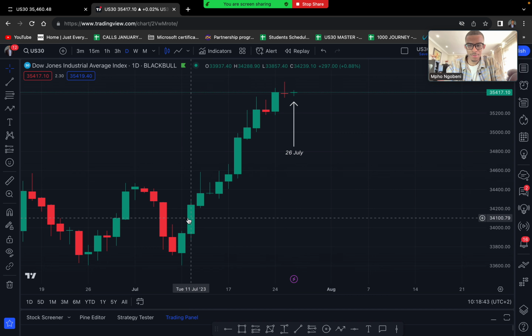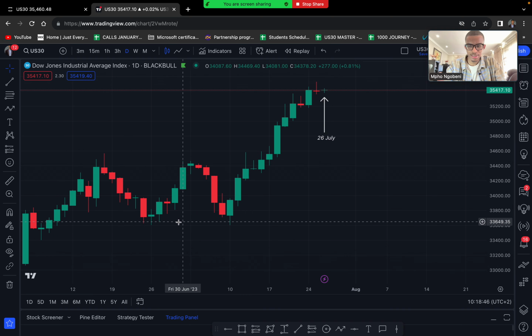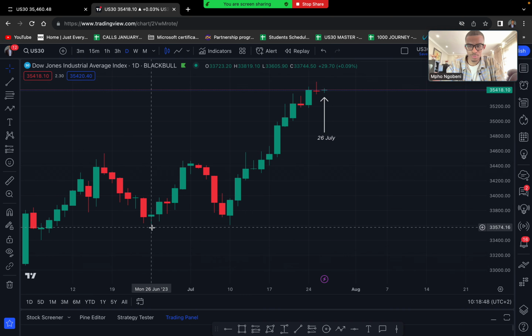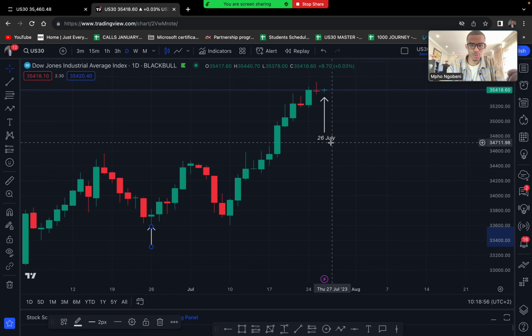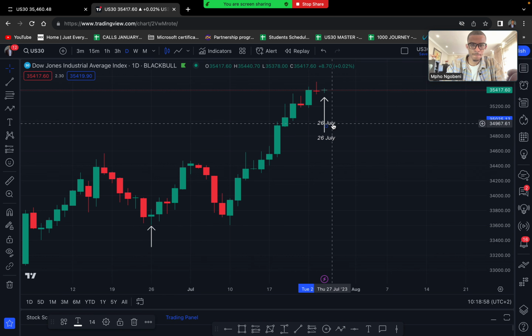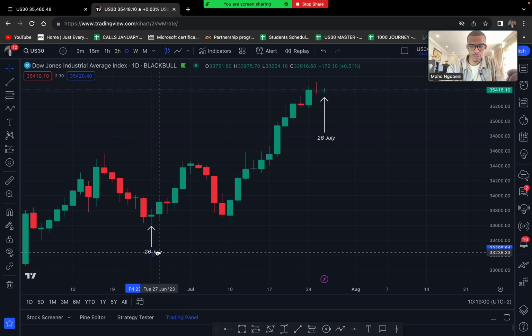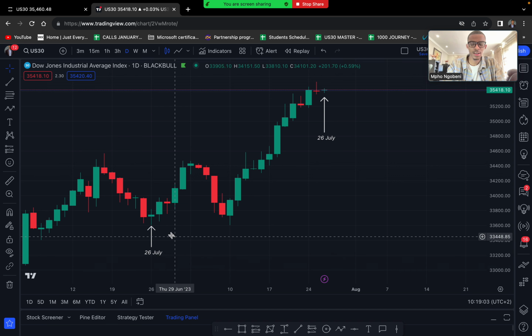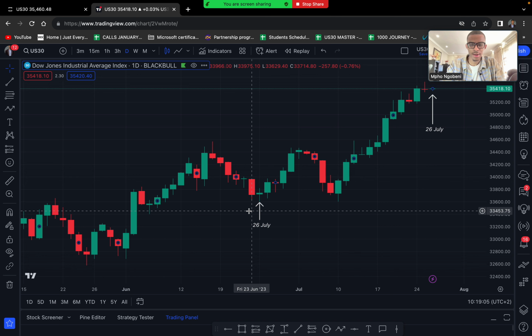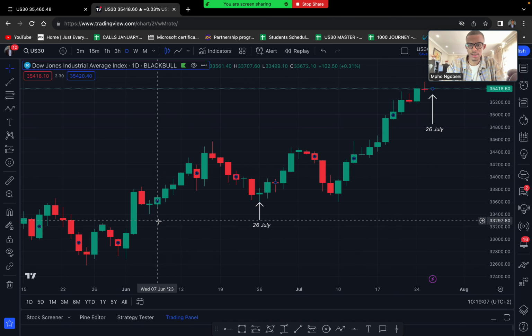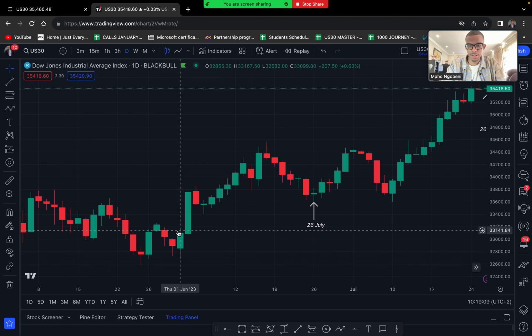So where is the 26? Doesn't have to be 26 of July, just has to be 26. So we found it here, 26. So you also put it there, and you can also note it down. And we check another 26, at least two, or three. It will be good.